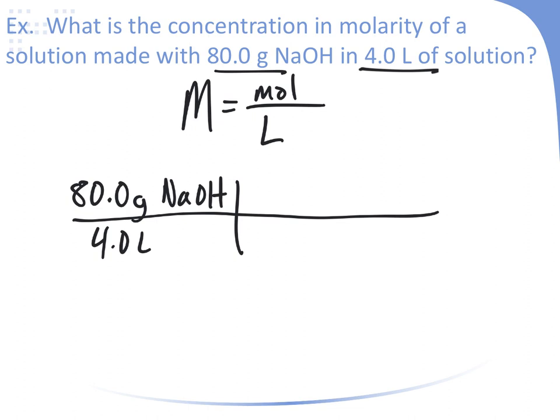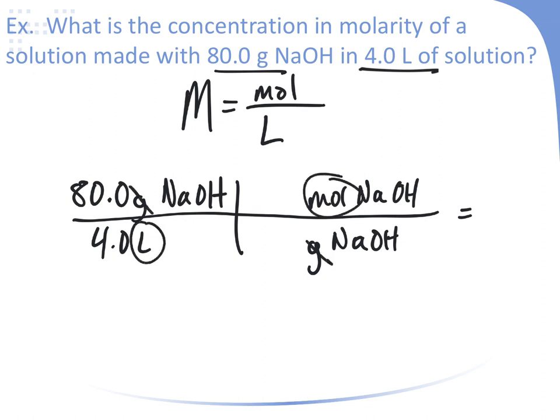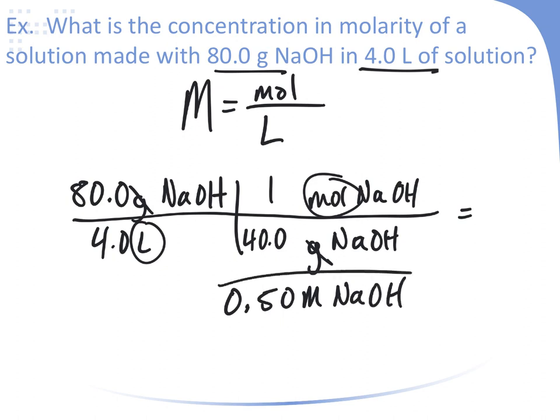So what you're doing is setting up the density, and then you're going to change from grams of NaOH to moles of NaOH. What you'll end up with is that our grams cancel, and we'll be left with moles and liters. Now, 1 mole of NaOH, if I look up its molar mass, ends up being 40.0, I think. Let me double check. Yeah, 40.0 grams of sodium hydroxide. If I do that math, that's pretty easy. It ends up being 2 moles on top, 4 liters on the bottom. So this would be a 0.50 molar NaOH solution.